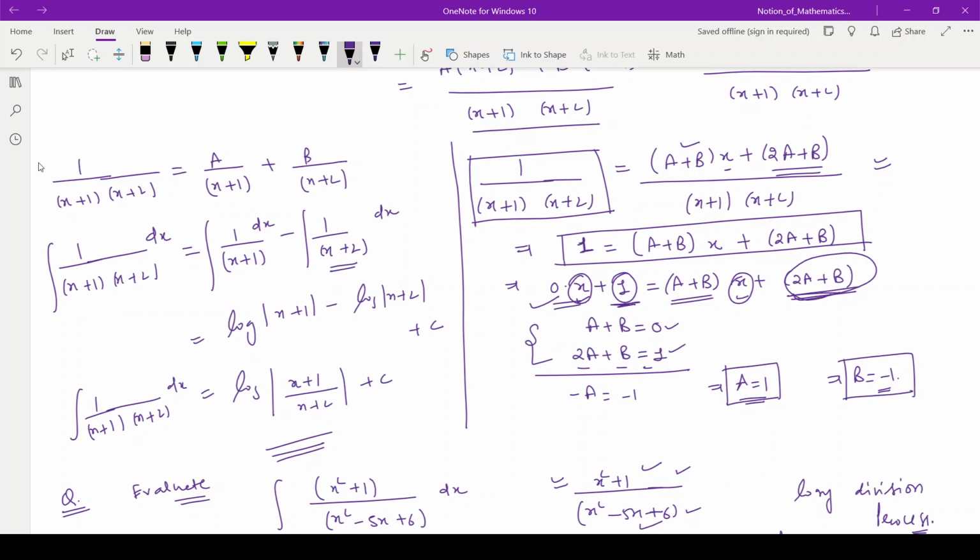Ultimately we were dealing with this particular term, 1 upon (x plus 1)(x plus 2), which is A upon x plus 1 plus B upon x plus 2. So what I have done here is replaced the value of A, that is 1, and replaced the value of B, that is minus 1, and then I have taken the integration.